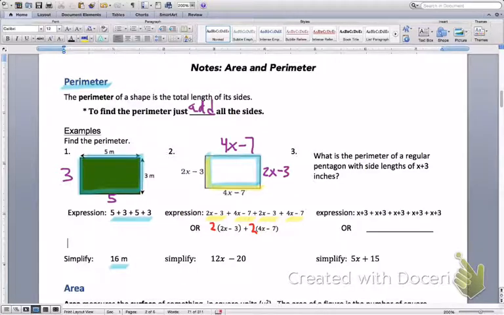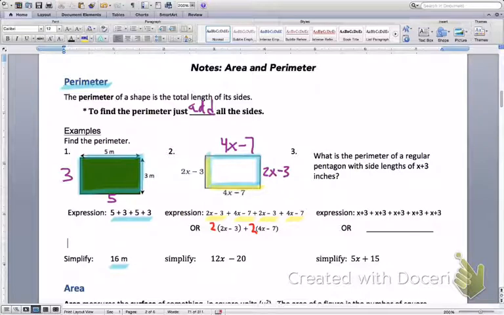Now we go ahead and simplify it, which means we combine all the x's. In this case, we combine 2x with 4x with 2x with 4x. That gives us 12x. And then we combine the negative 3 with the negative 7, the negative 3 with the negative 7, which gives us negative 20. So again, we have the expression, and then combining everything is the simplification.